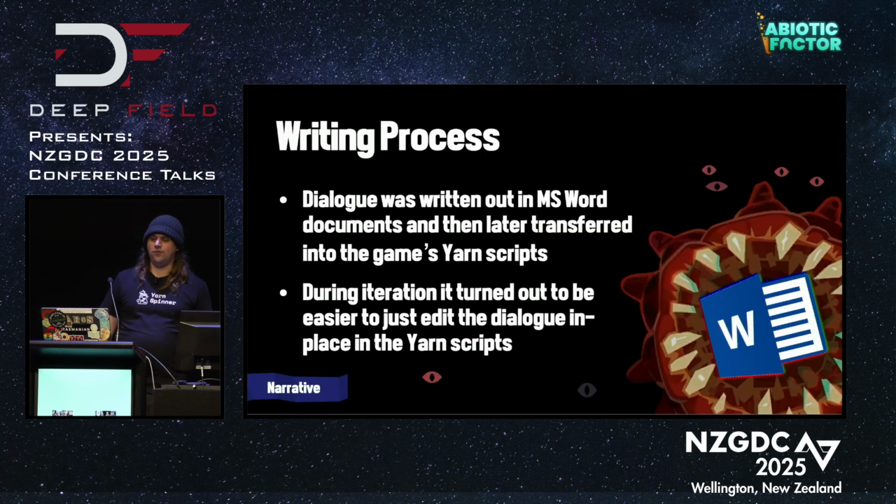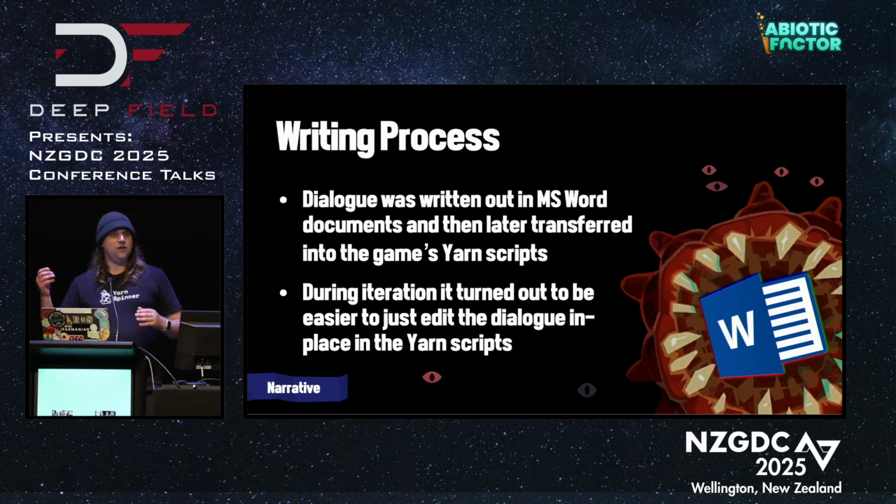The writing process for Dredge was pretty straightforward and probably pretty reflective of what a lot of people in this room have done, which is that the dialogue was written in Microsoft Word and then transferred into the game in the form of the game's Yarn scripts. So Yarn Spinner basically takes the form of you write plain text documents, which are just screenplays with a bit of programming sprinkled in. And so it was quite straightforward for them to copy and paste the text in.